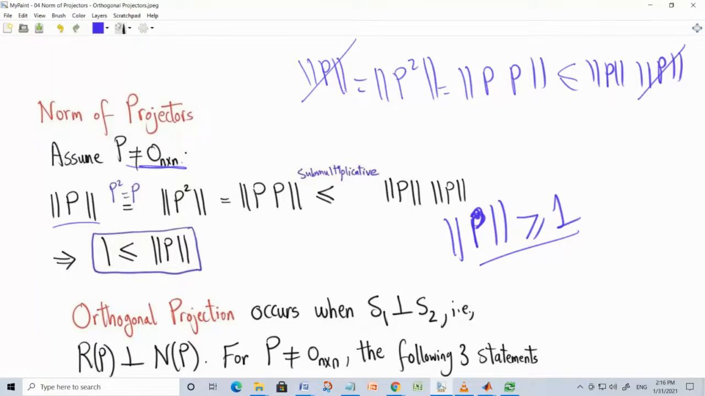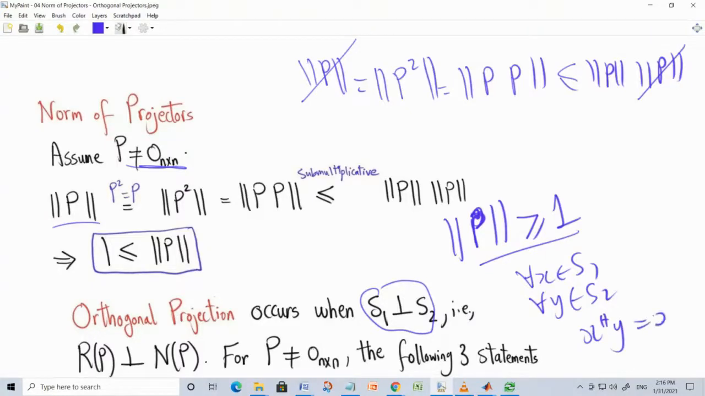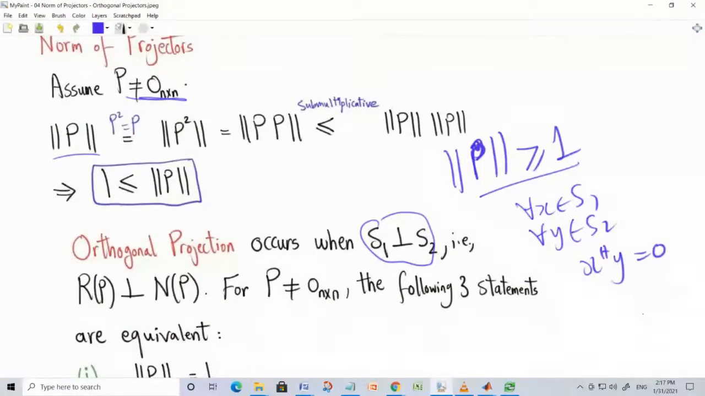Okay. Now let's go to orthogonal projection. Same story as above, but with an additional thing, that the two subspaces that we talk about are orthogonal, which means that for every x in S1 and for every y in S2, the inner product x Hermitian y is exactly equal to 0. So here we insist also on orthogonality. It's not just that we want the intersection between the range and the null space to be just the all-zero vector. We want each vector in the range of P to be orthogonal to every vector in the null space of P.